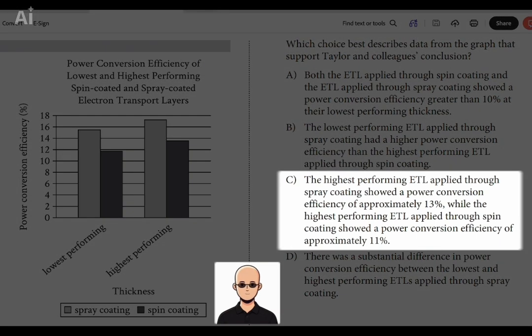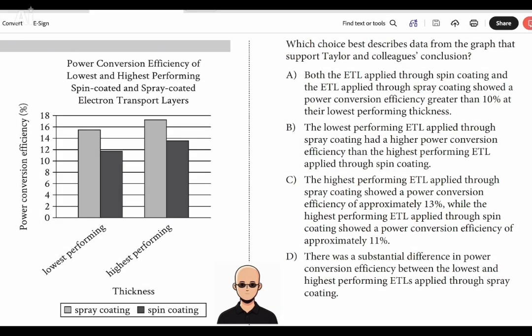C. The highest performing ETL applied through spray coating showed a power conversion efficiency of approximately 13%, while the highest performing ETL applied through spin coating showed a power conversion efficiency of approximately 11%. This one could also be a possibility as the spray coating power conversion efficiency, 13%, is higher than the spin coating power efficiency, 11%. Mark it with a check.